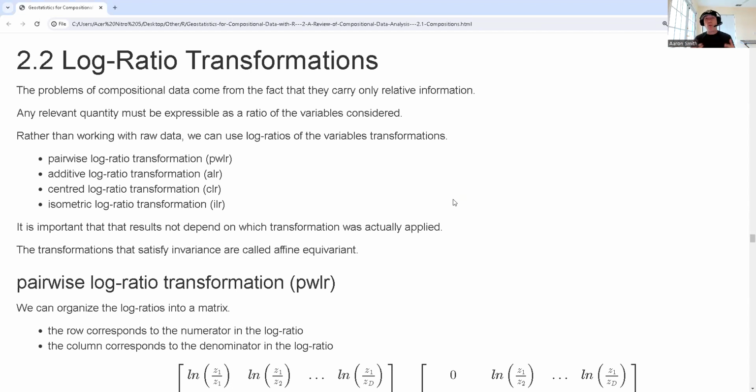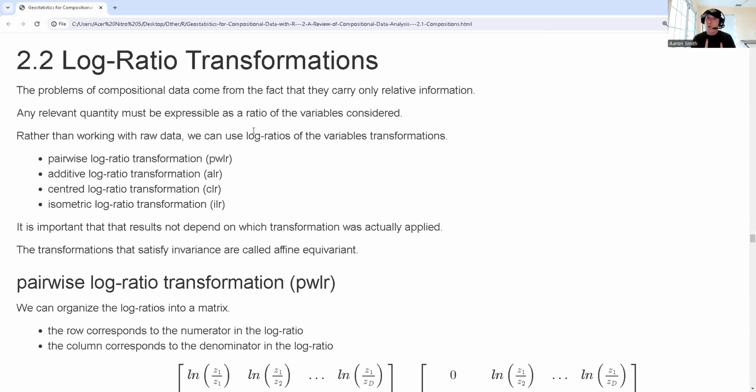And so all of our information is relative to each other. When I want to look at one data field, that's really the amount relative to the other data fields in my sample. So any relevant quantity must be expressed as a ratio of the variables to be considered. And so this very naturally, by the composition aspect, just leads us to ratios of our measurements.